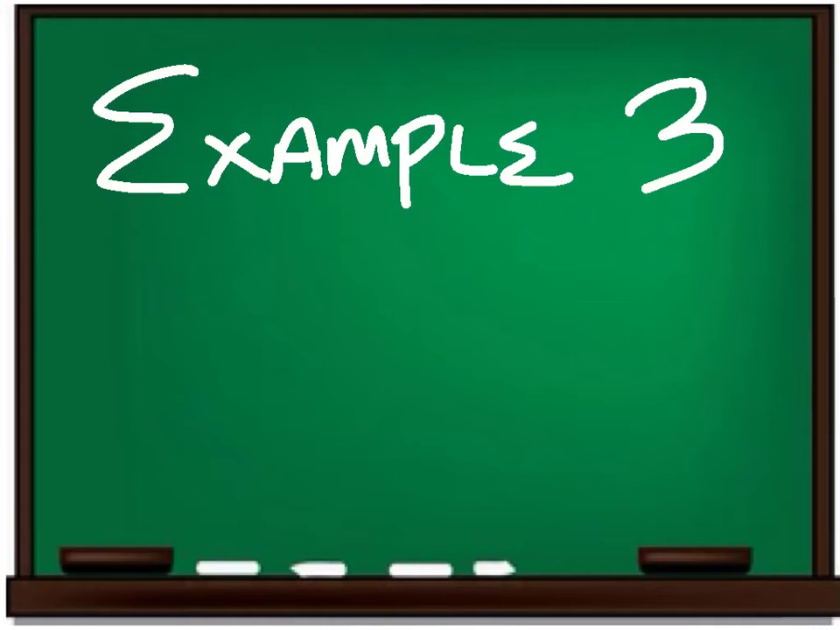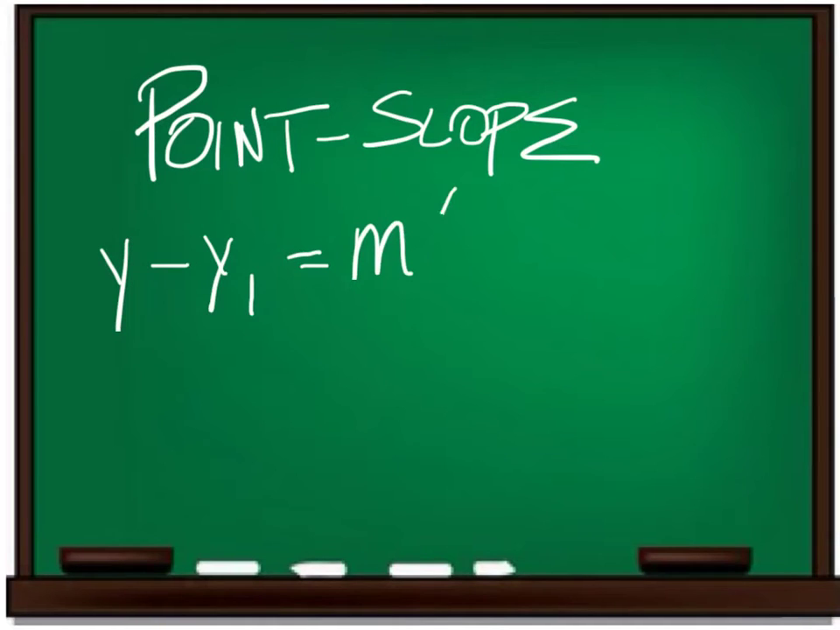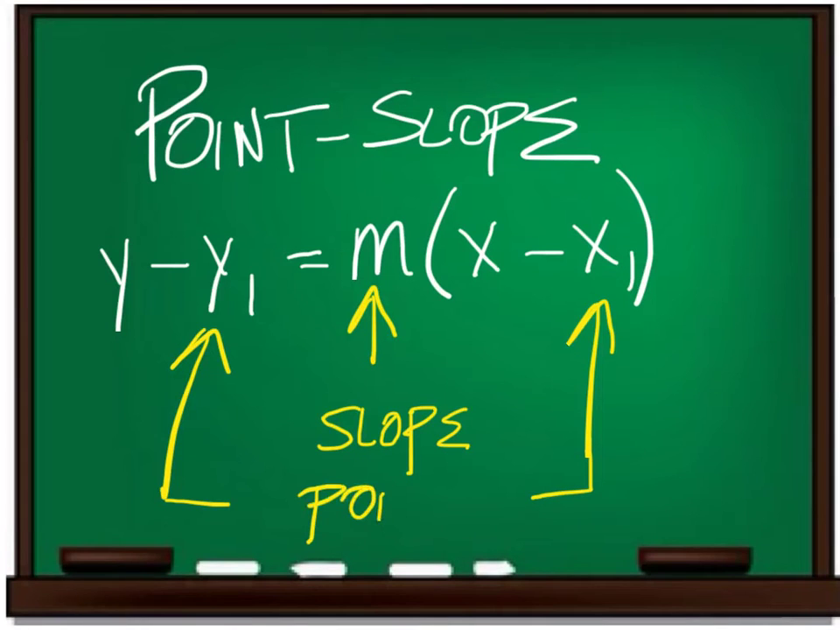Here is example 3. This is point slope. And it is y minus y1 equals m times the quantity of x minus x1. This is the slope. And this comes from a point.